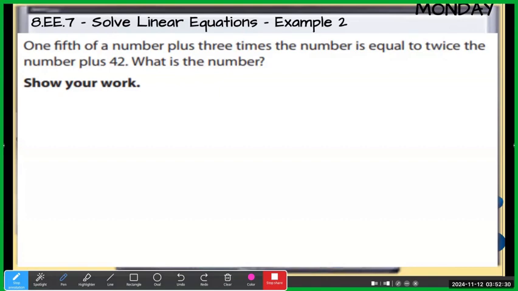One-fifth square number plus 3 times the number is equal to twice the number plus 42. What is the number? So if I'm still on solving an equation, all them words that I need to use to make a what? Equation. So I'm gonna reread it after y'all. It says 1/5 of a number. 1/5. How do I write that? Of means what? So if we don't know by now, of means multiply. Yep. A number.